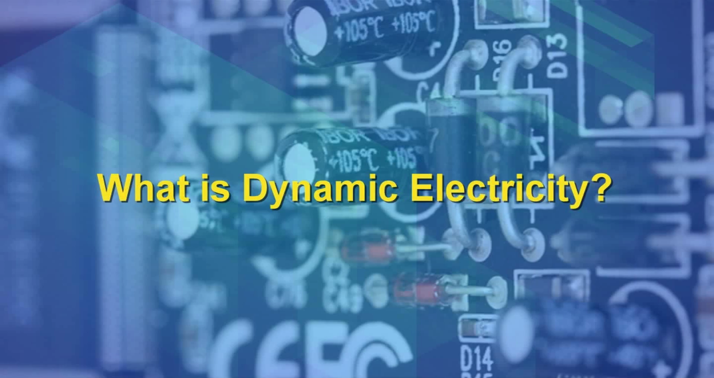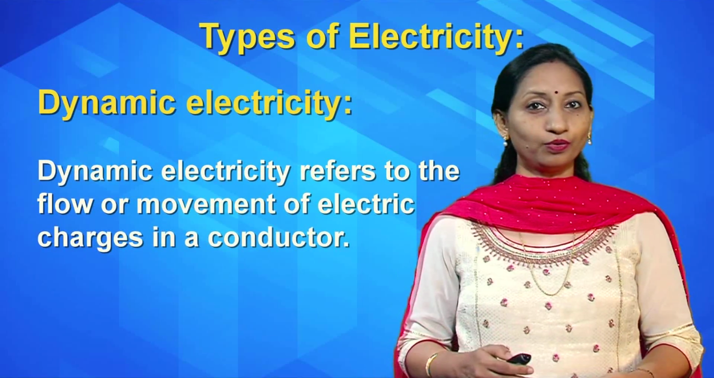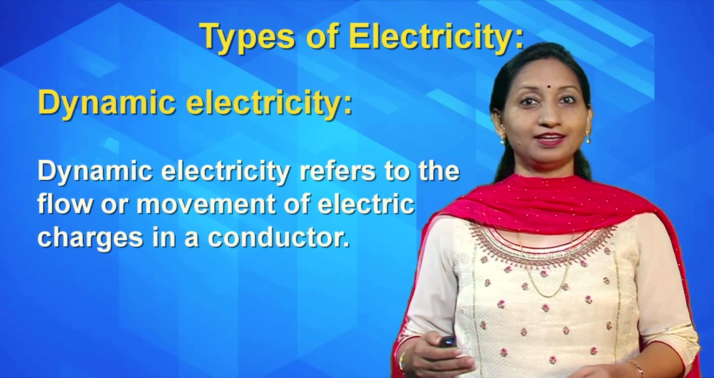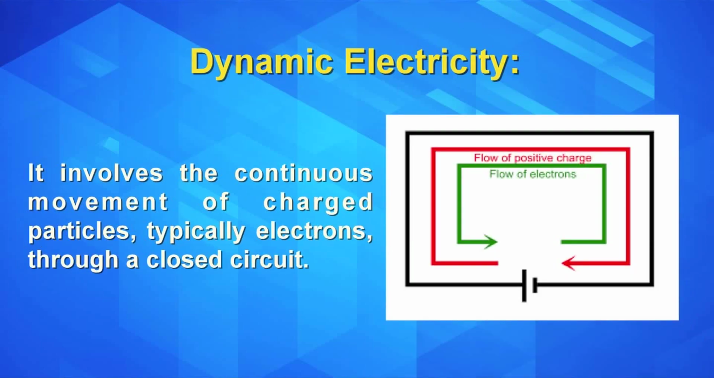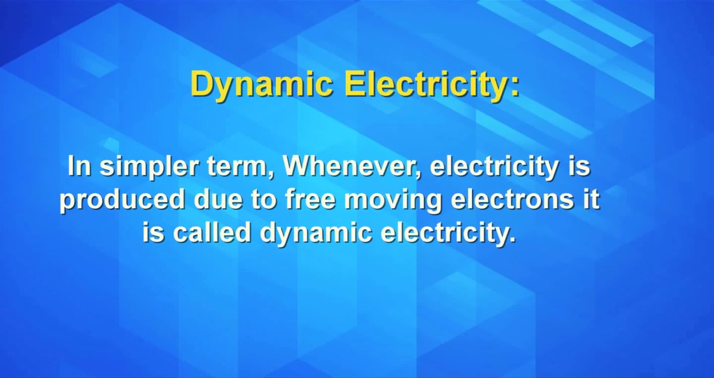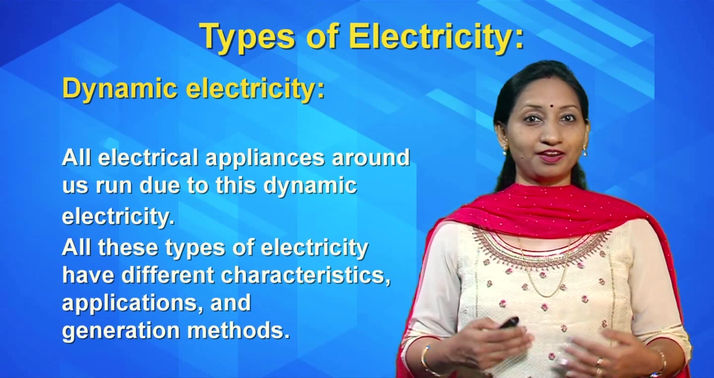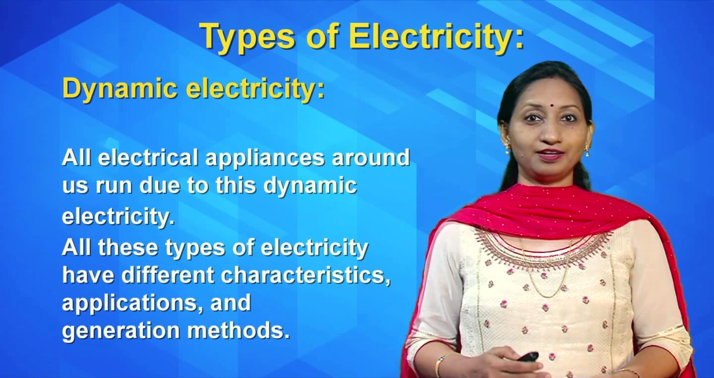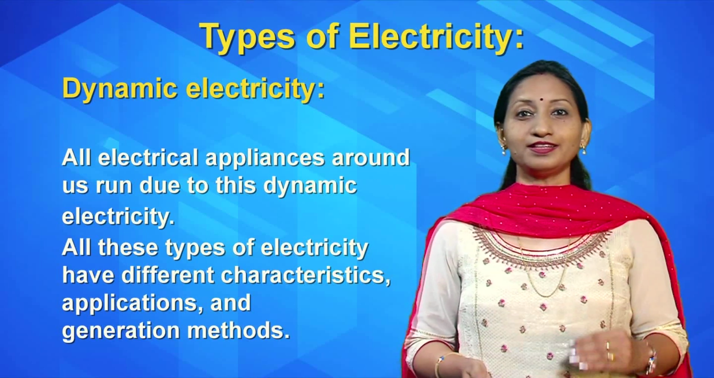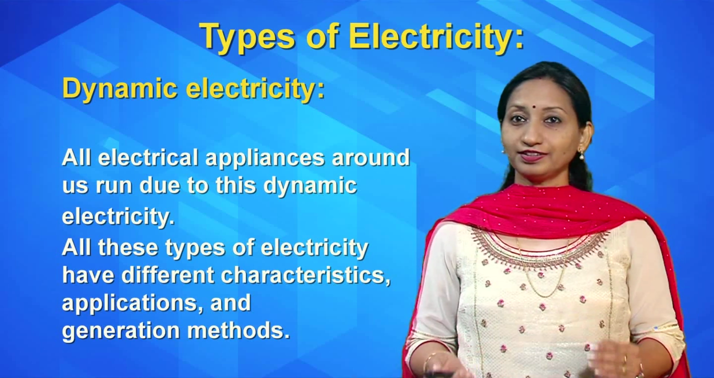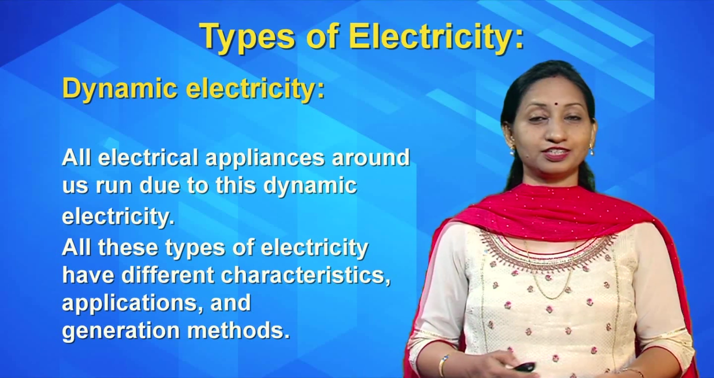Dynamic electricity. Dynamic electricity refers to the flow or movement of electric charges in a conductor. It involves the continuous movement of charged particles, typically electrons, through a closed circuit. In simpler terms, whenever electricity is produced due to free moving electrons, it is called dynamic electricity. All the electric appliances around us run due to this dynamic electricity. All these types of electricity have different characteristics, applications, and generation methods.